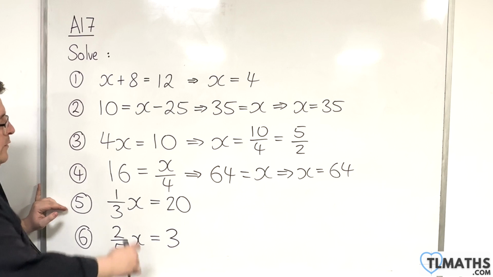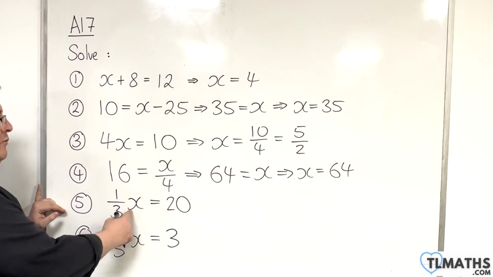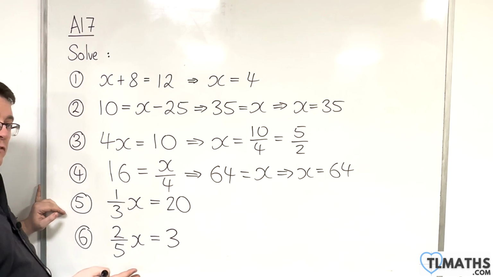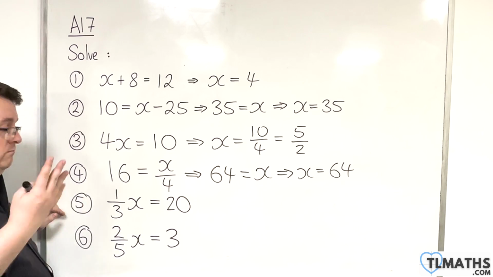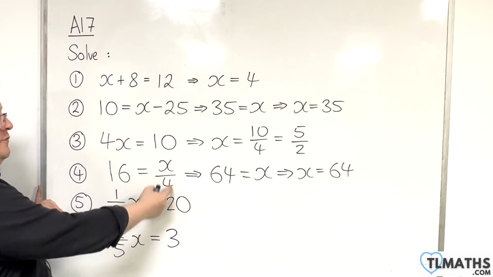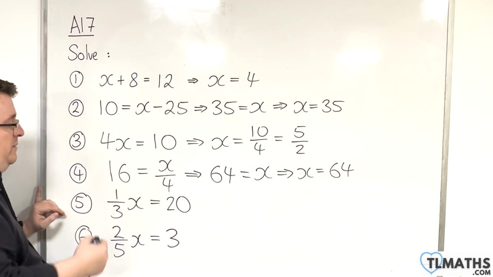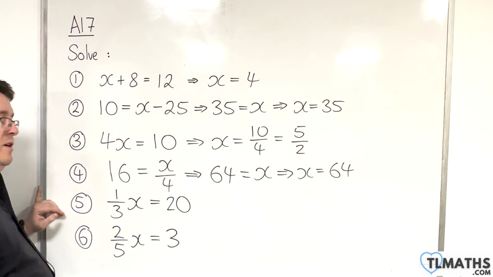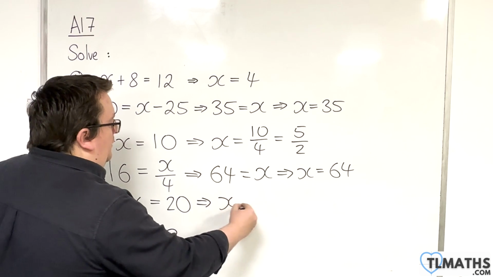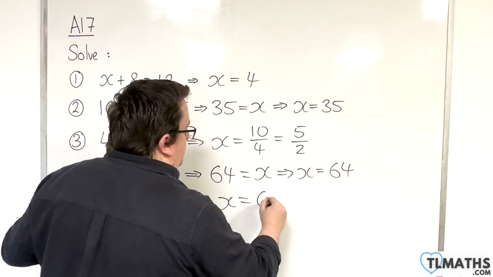Number 5, we have 1/3 of x is equal to 20. So we're multiplying the x by 1/3. So we can divide both sides by 1/3. Or it's just the same as in this problem where we were dividing by 4. This is the same as dividing by 3, x divided by 3. So we can multiply both sides by 3. The left-hand side just becomes x. The right-hand side, 20 times 3 is 60.